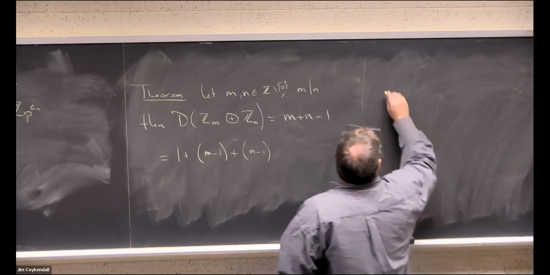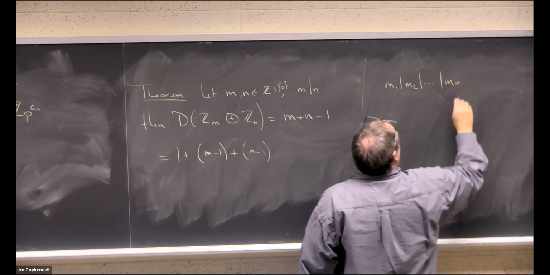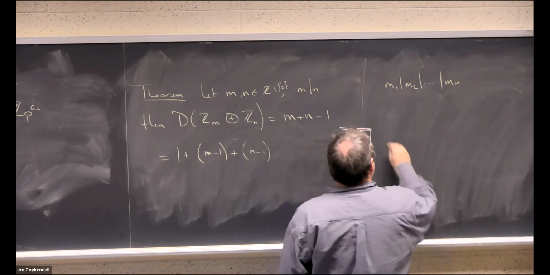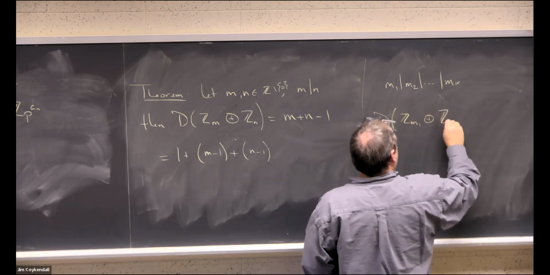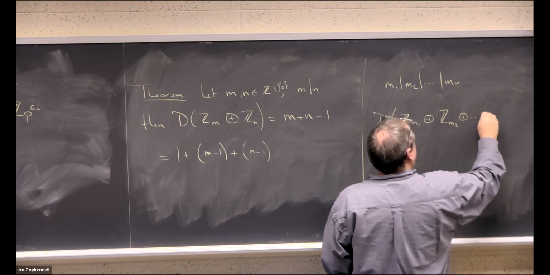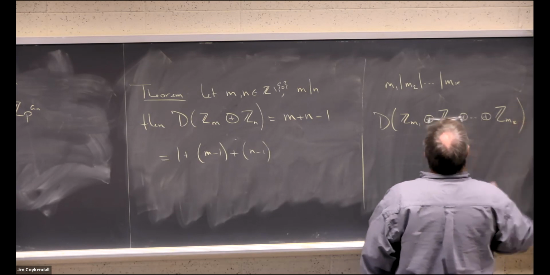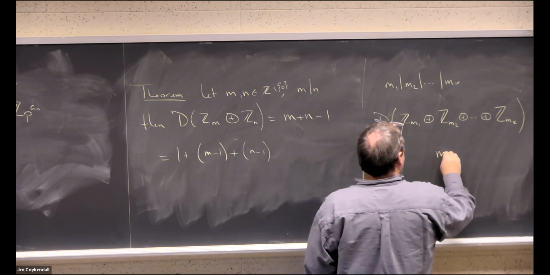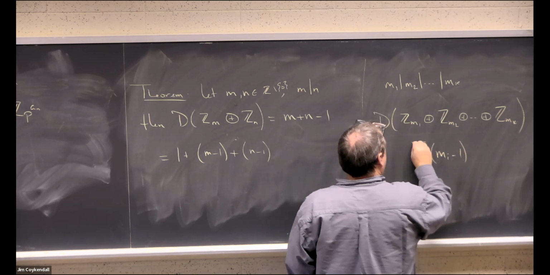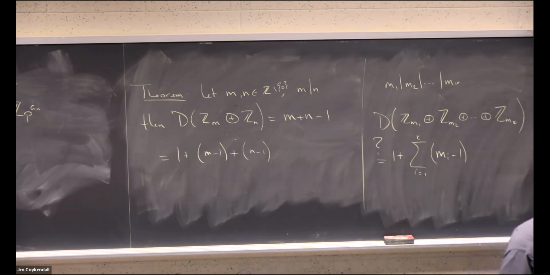So the question is, if you have a more general invariant factor case, does this work? So is this equal to the sum of m_i minus 1, i equals 1 to k, plus 1, right? And this is what has worked so far.